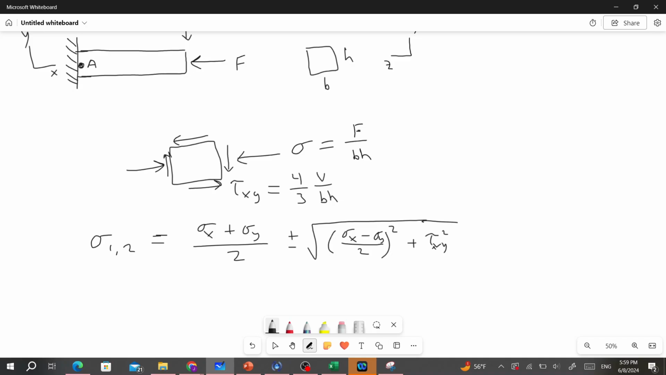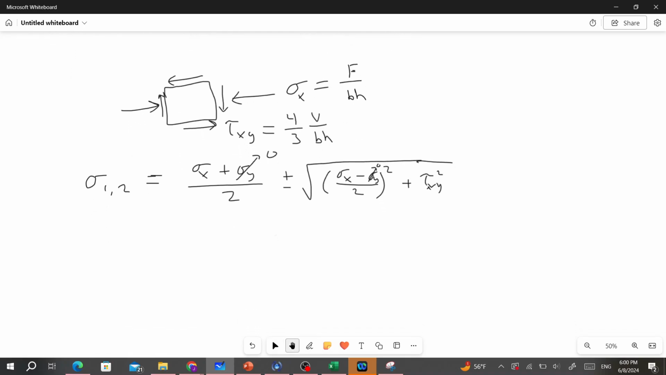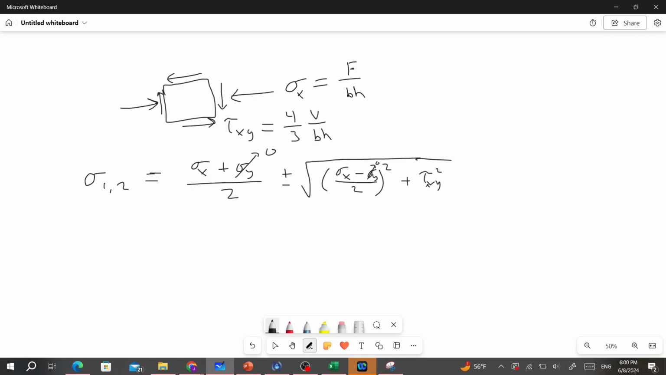Remember, we have a plus or minus in this equation. Sigma 1 corresponds to the plus, sigma 2 corresponds to the minus, because sigma 1 is going to be greater than sigma 2. We also know, looking at our stress element, there is no sigma y, so that term is going to go to 0. What we'll then do is substitute our values, our sigma x and tau xy, in this equation, and that's going to give us what our principal stresses are symbolically.